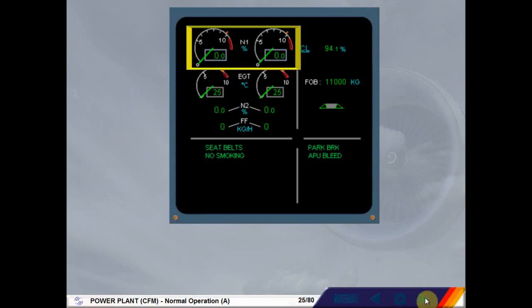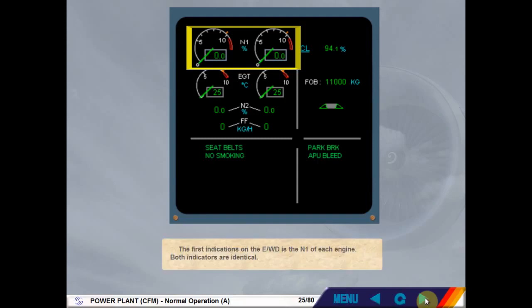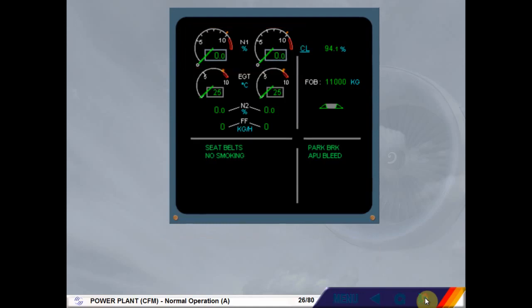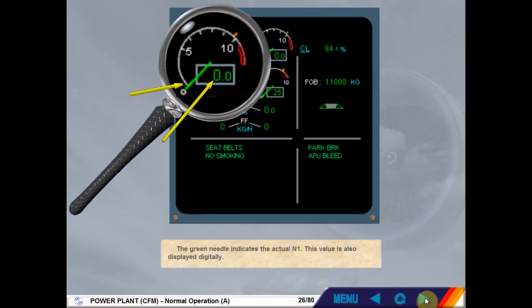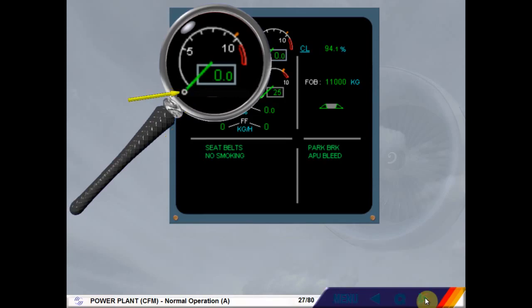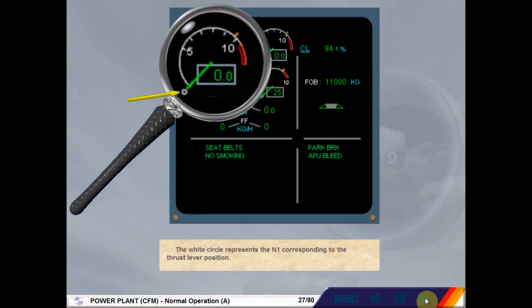The first indication on the engine warning display is the N1 of each engine. Both indicators are identical. The green needle indicates the actual N1. This value is also displayed digitally. The white circle represents the N1 corresponding to the thrust lever position.